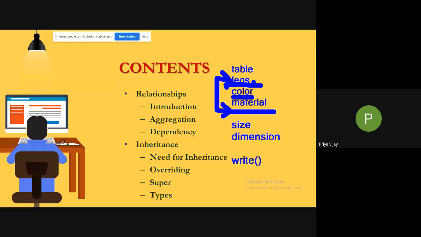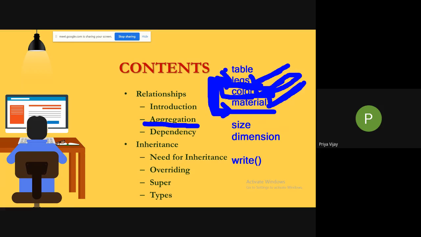So these are strong variables and this is a weak variable. These are strong properties and it is a weak property. Without color I can have a table, but without legs and without material I do not have a table. So these will be considered as strong properties and this will be a weak property which I can even skip. So I can say these legs and materials are aggregated properties to my table.